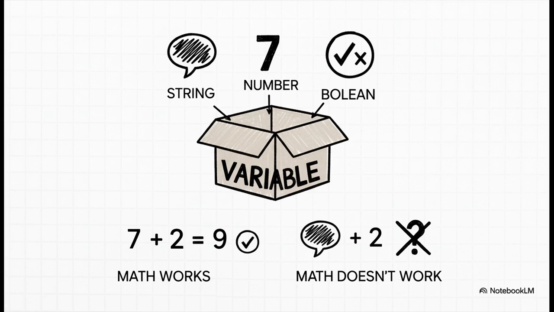Now here's the catch. What you put in that box really matters. The code has to know what kind of information it's dealing with. I mean, think about it. You can do math with numbers, but you can't do math with a name, right? And this is where the whole idea of data types becomes absolutely essential.